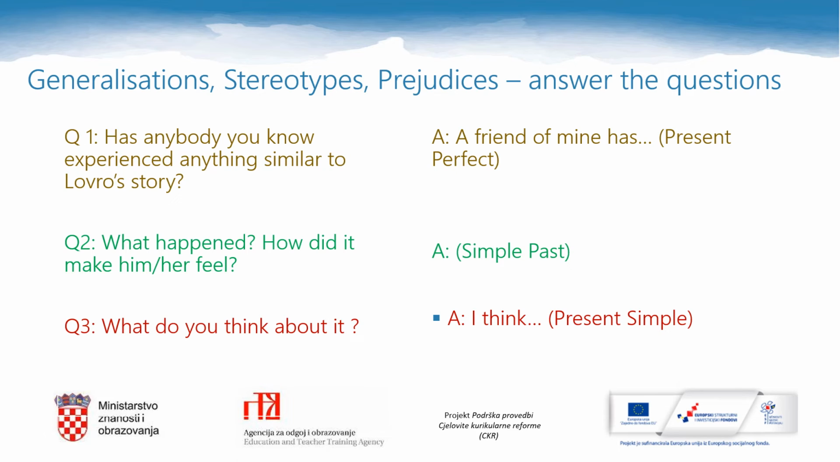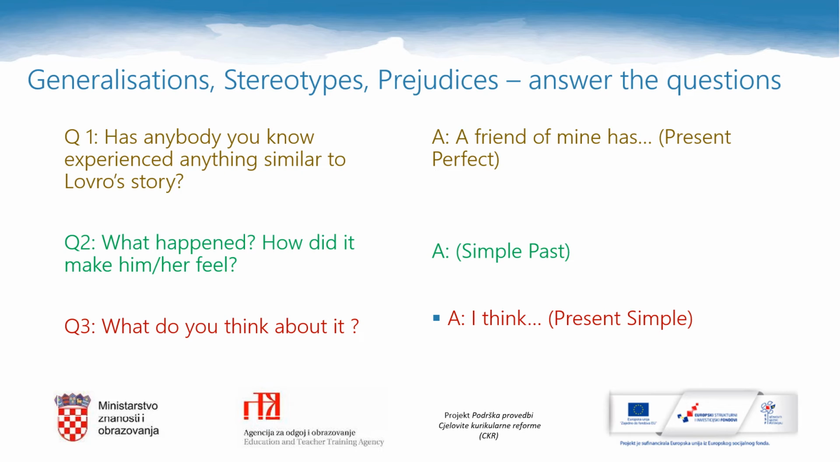Question 2. What happened? Now we are focusing on the details of the story, on the facts. What happened? How did it make you feel, your friend feel? When you describe the details, the facts that happened in the past, use the simple past. Pay attention to the regular and irregular verbs.